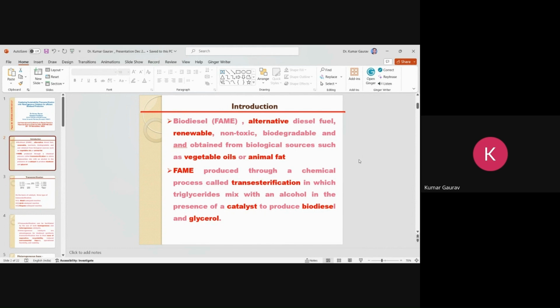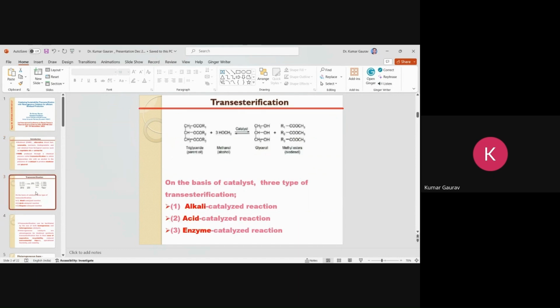There are a lot of advantages of glycerol; it can be used in the pharmaceutical industry and other industries. The biodiesel produced is the fatty acid methyl ester. If we look at the chemical process, the transesterification process, the first component is the triglyceride, called the parent oil. We can obtain this triglyceride from different types of oils, such as animal fat, waste animal fat, or we can use methanol.